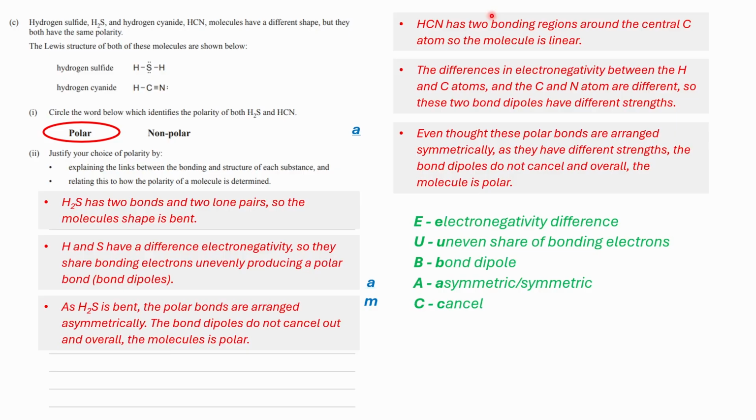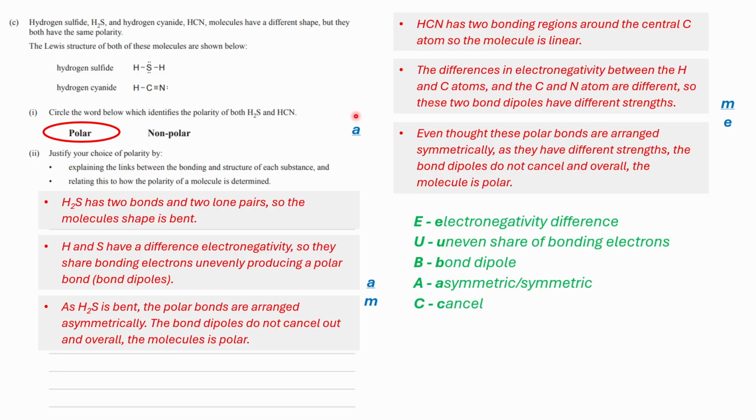To get the excellence here, you need to justify with reference to the electronegativity difference, the symmetry, the bond dipoles cancelling or not cancelling. You need to put everything in here to get the excellence. So basically, if you cover all of these points, you get the excellence. If you manage to say something about, hey, hydrogen and carbon, carbon and nitrogen are different bond dipoles, they have different strength, that's a merit. But if you are able to finish the whole thing, that's an excellence.